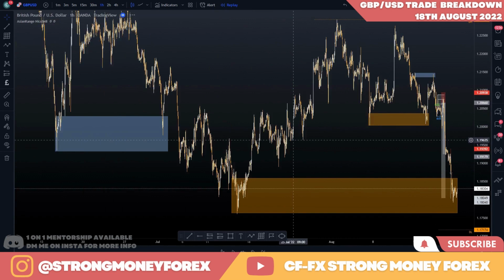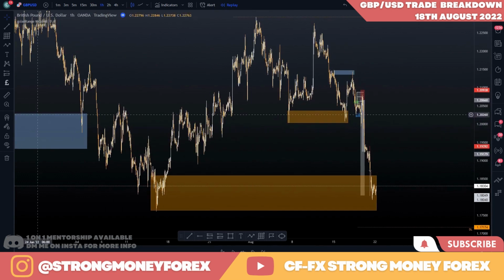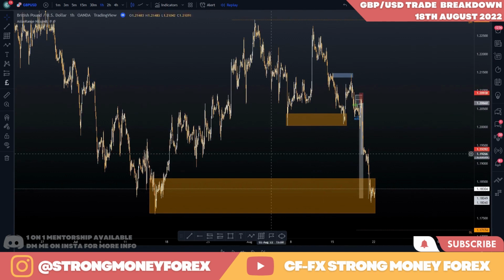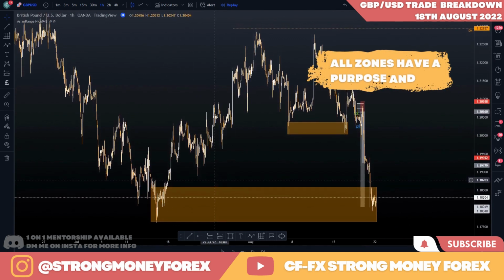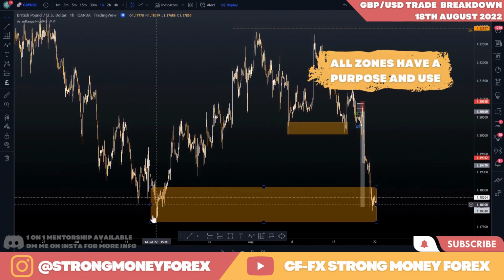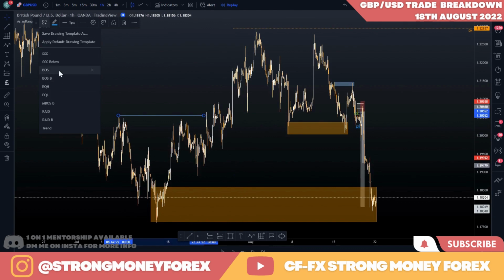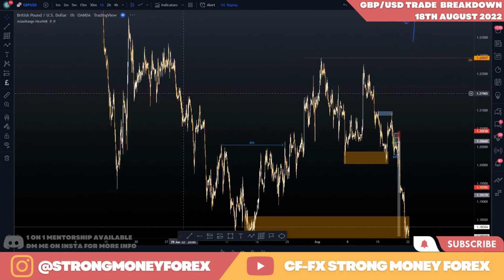So when looking at these zones and which zones I want to trade from, okay, all zones in my eyes are useful. This zone here, this is a low, this is a swing low point, and it did cause some minor breaks of structure. That is a minor break of structure, but it is only minor, okay?